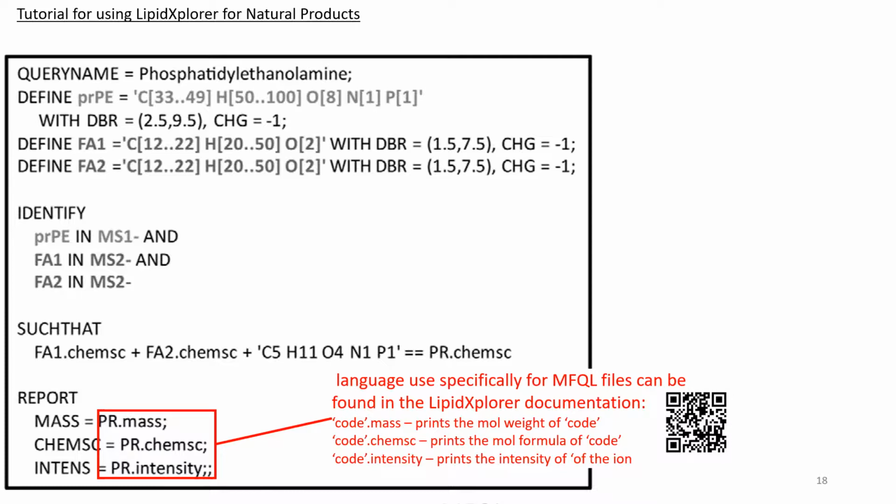So for this case specifically, we are using the code PR. So you have pr.mass, pr.chemsc, or pr.intensity. And then you will print the molecular weight of that ion, the PR, the molecular formula of that, and the intensity of the ion.